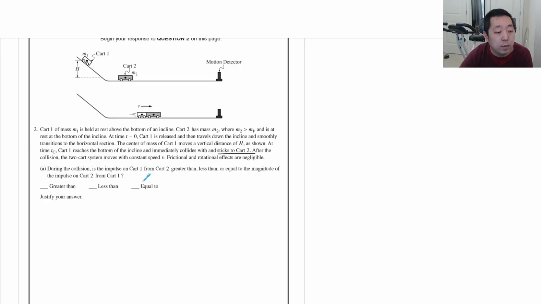During the collision, is the impulse on cart 1 from cart 2 greater than, less than, or equal to the magnitude of the impulse on cart 2 from cart 1? They are equal. Newton's third law of motion.